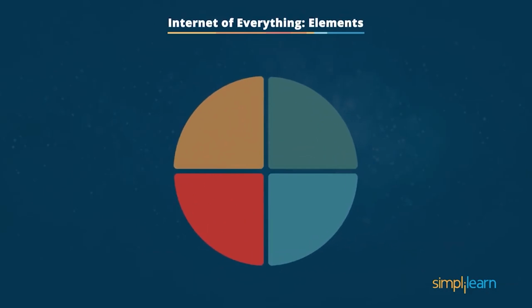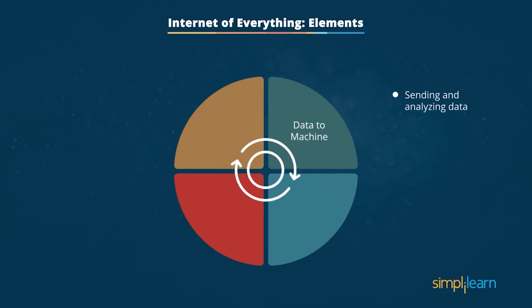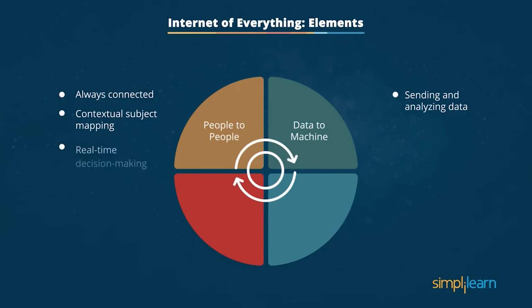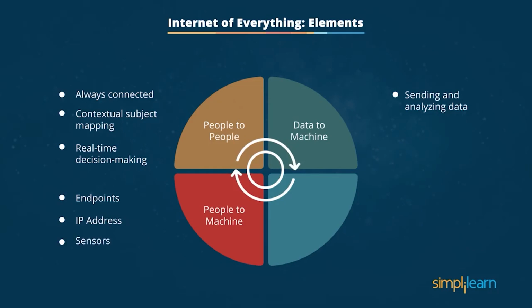In addition to the drivers, there are significant elements. The elements stand in 4 buckets. The first is data, which encapsulates sending and analyzing data. The second bucket is the people, who are always connected and have contextual subject mapping with the real-time world for decision-making. The third bucket is the things, which link people to machines with endpoints, IP addresses, and sensors. The last bucket is machine to data, which talks about business value and action iteration, essentially building simple models to achieve corporate results.